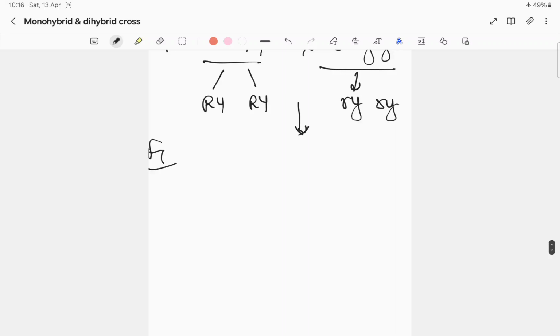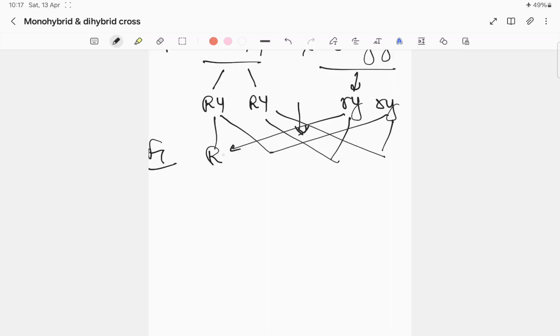The F1 generation will be capital R small r, capital Y small y, capital R small r, capital Y small y, capital R small r, capital Y small y, capital R small r, capital Y small y. So this will be the F1 generation.